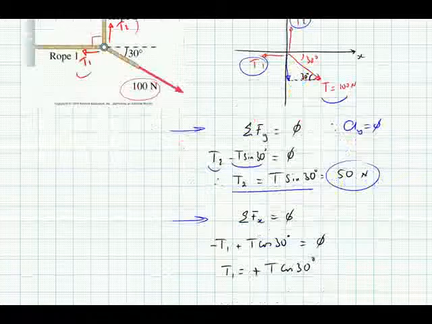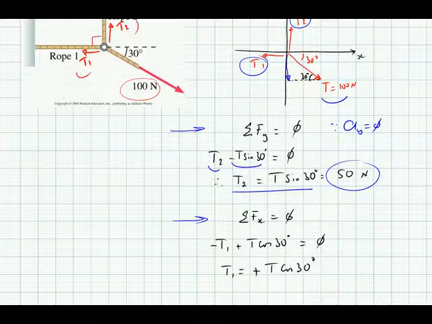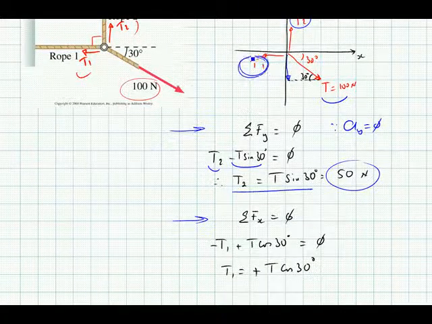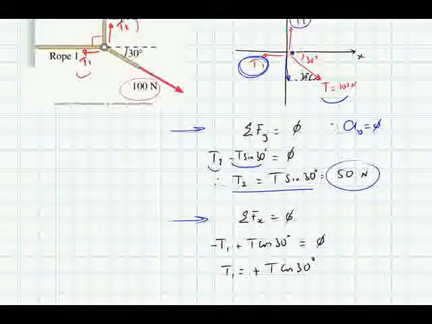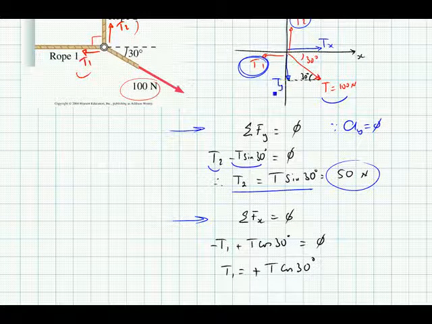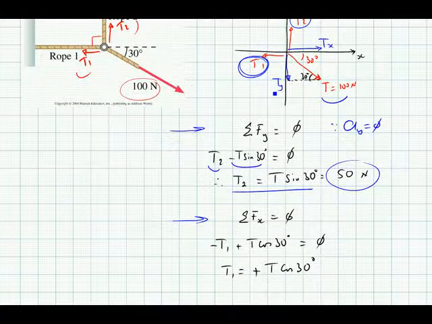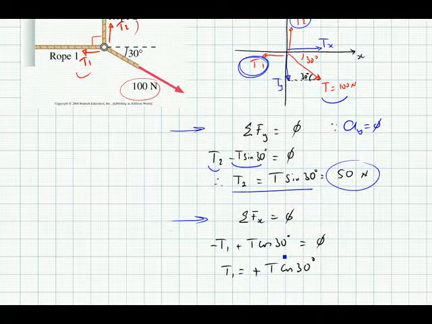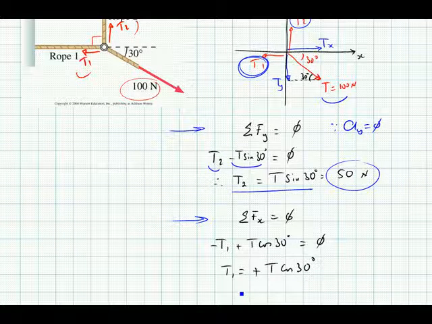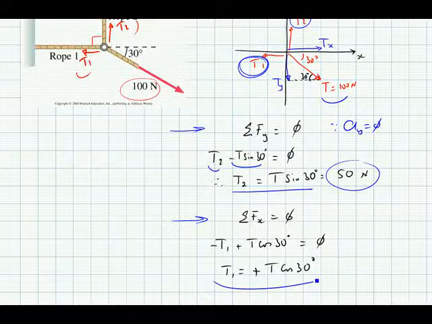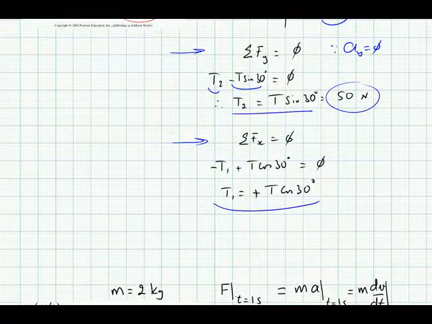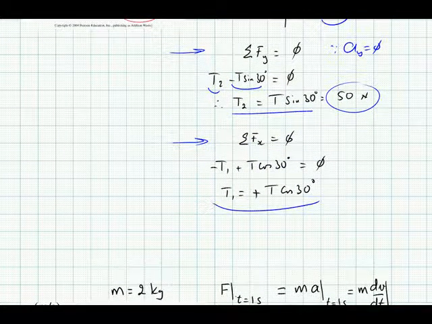So we got T2. To get T1, you do the same analysis, but now along the x-axis. Along the x-axis we have minus T1, and the x component of T, this is Tx, so this was Ty, and the x component Tx is T cosine 30, which gives us T1 equal to T cosine of 30 degrees, so whatever the numeric value is, you can figure out.